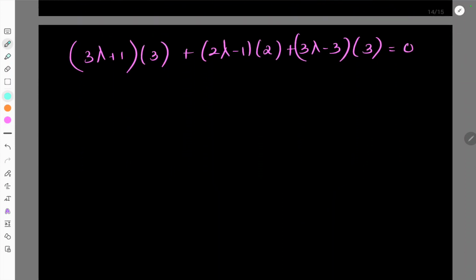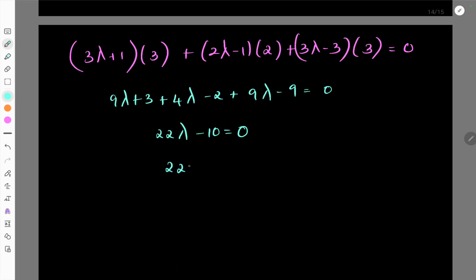After solving this, what we get is 3 into 3, so 9 lambda plus 3, plus 2 times 2 lambda is 4 lambda minus 2, plus 3 times 3 lambda is 9 lambda minus 9, equal to 0. So 9 plus 4 plus 9 is 22 lambda, and 3 minus 2 is 1, 1 minus 9 is minus 8. So 22 lambda equal to 8, so lambda will be equal to 8 by 22.